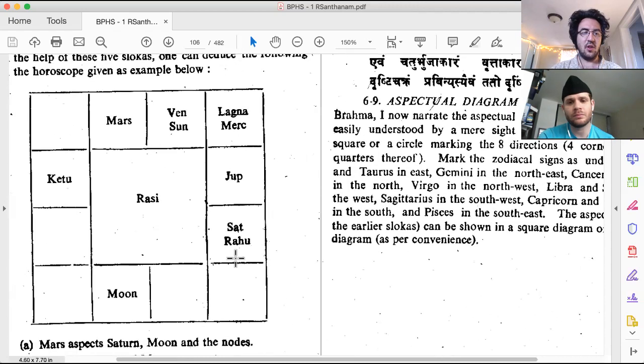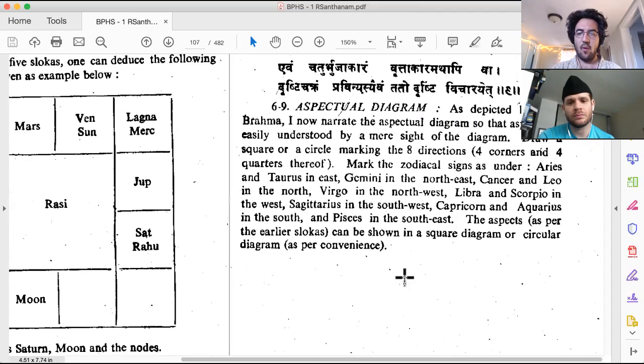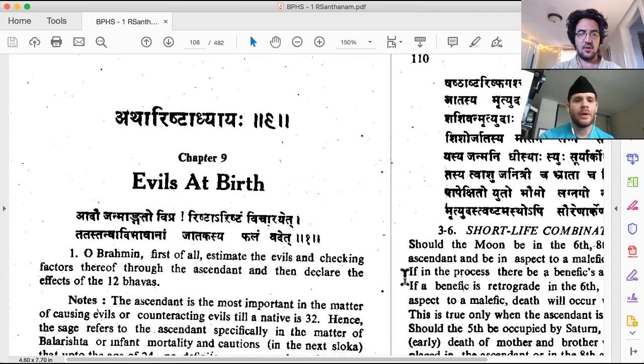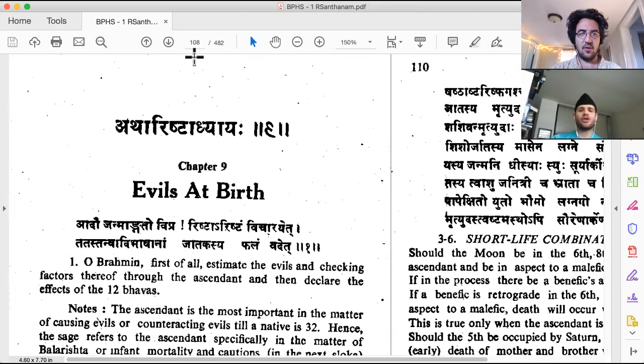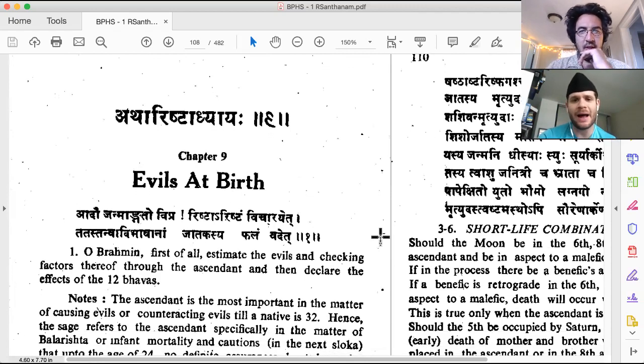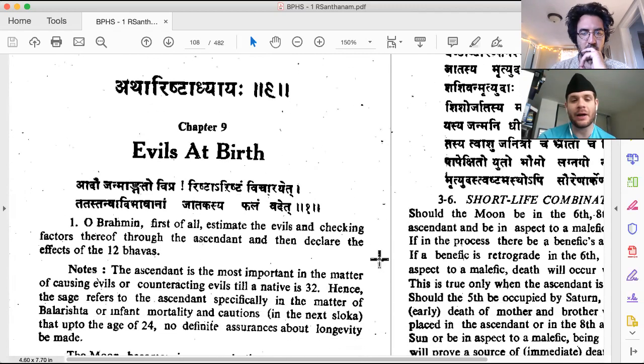He's explaining how to draw this out. So anyway, I think we're on to the next chapter. Sure. This is an interesting chapter. This is what it's called in Sanskrit, Balarishtas. These are basically combinations for short life or a difficult life.